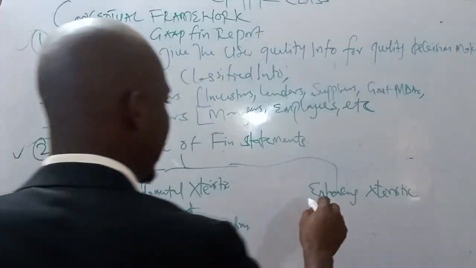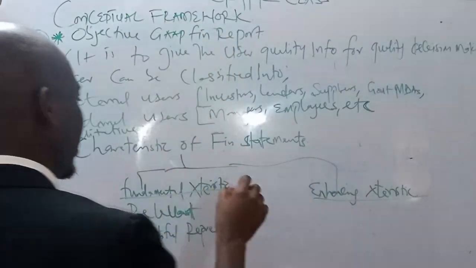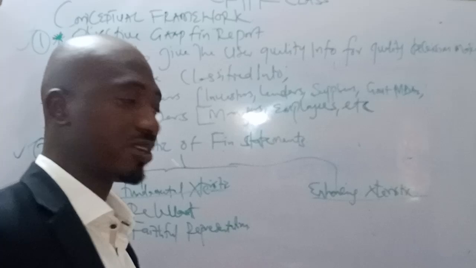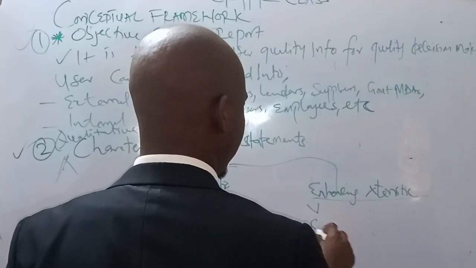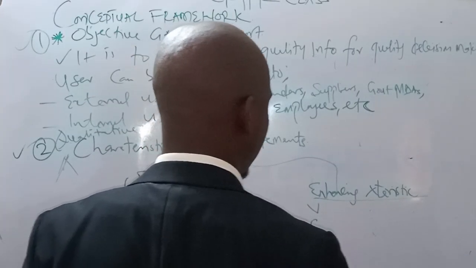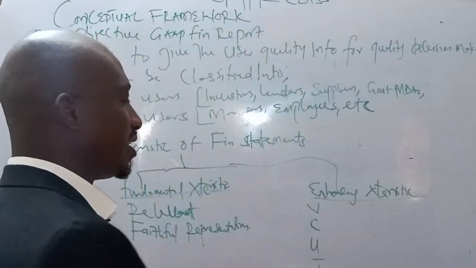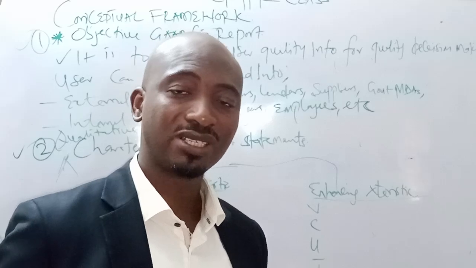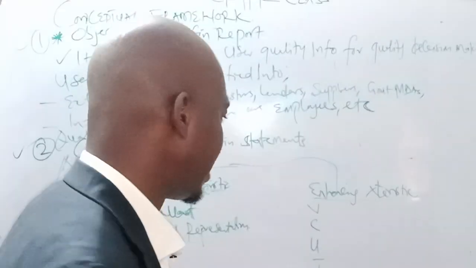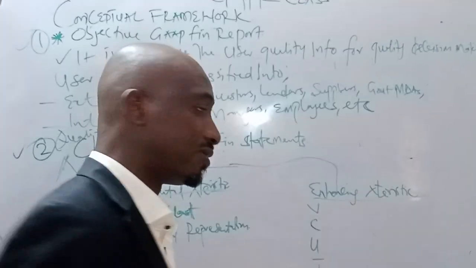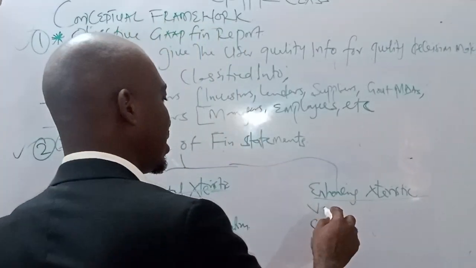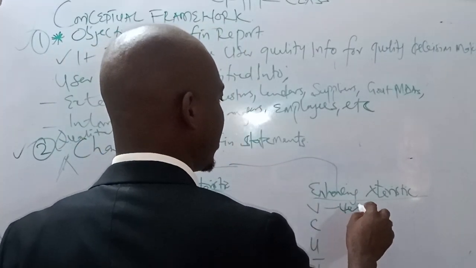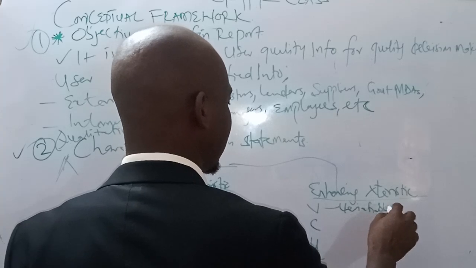Then under the enhancing characteristics, I call it V-CUT. Meaning that for the information provided on the financial statement to be referred to as being of quality for users, the V-CUT applies. And what is V-CUT? V-CUT means that it must be verifiable. The information must be verifiable.